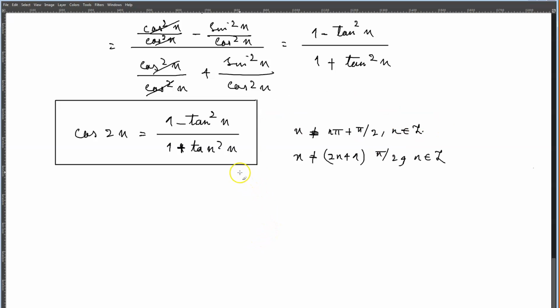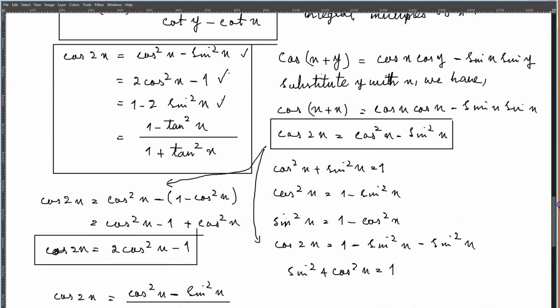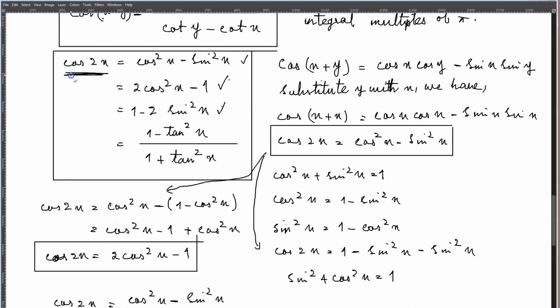Okay. Now, so these were all the different forms of basically cos of 2x. Cos of 2x is equal to cos squared x minus sin squared x. It's equal to 2 cos squared x minus 1. It's equal to 1 minus 2 sin squared x and 1 minus tan squared x over 1 plus tan squared x.